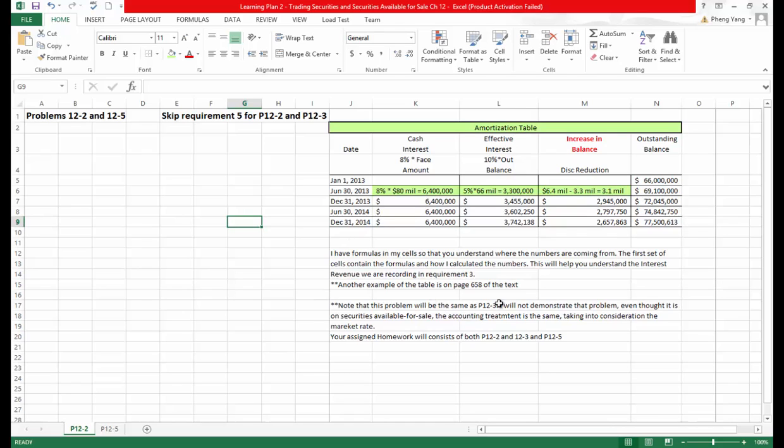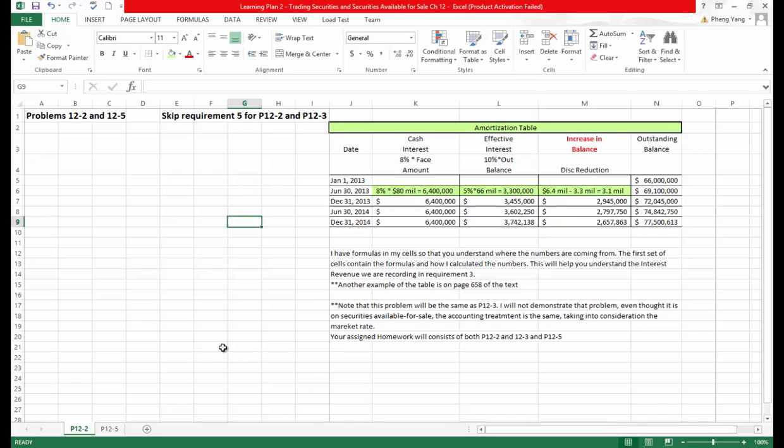But like I was going to say before, your homework assignment is problems 12-2 and 12-3. Problem 12-2 consists of trading securities, which is what we're doing. Problem 12-3, which is in your graded homework and I believe also in your practice homework, is on securities available for sale. And the accounting will be very similar to that of the trading securities.